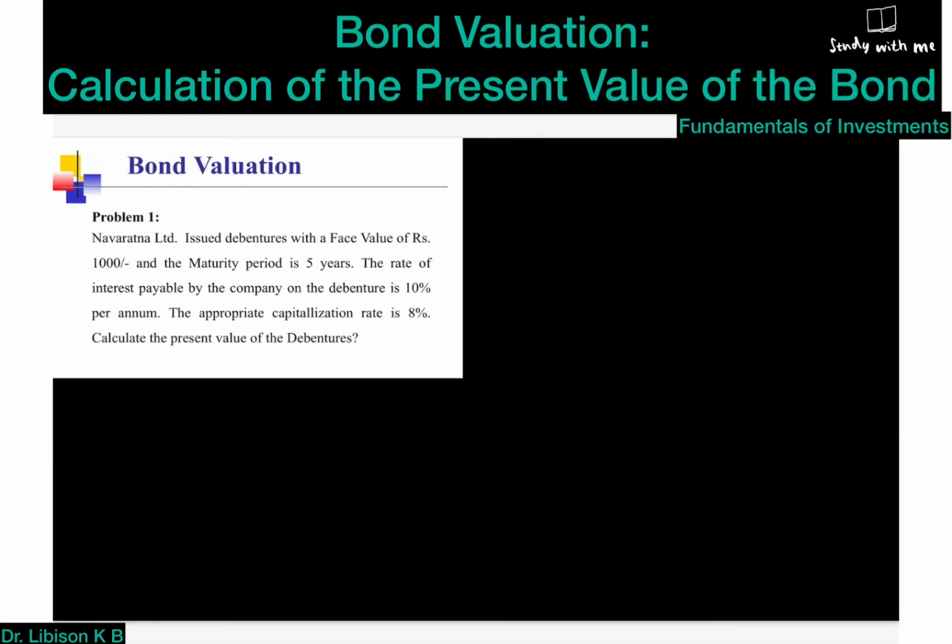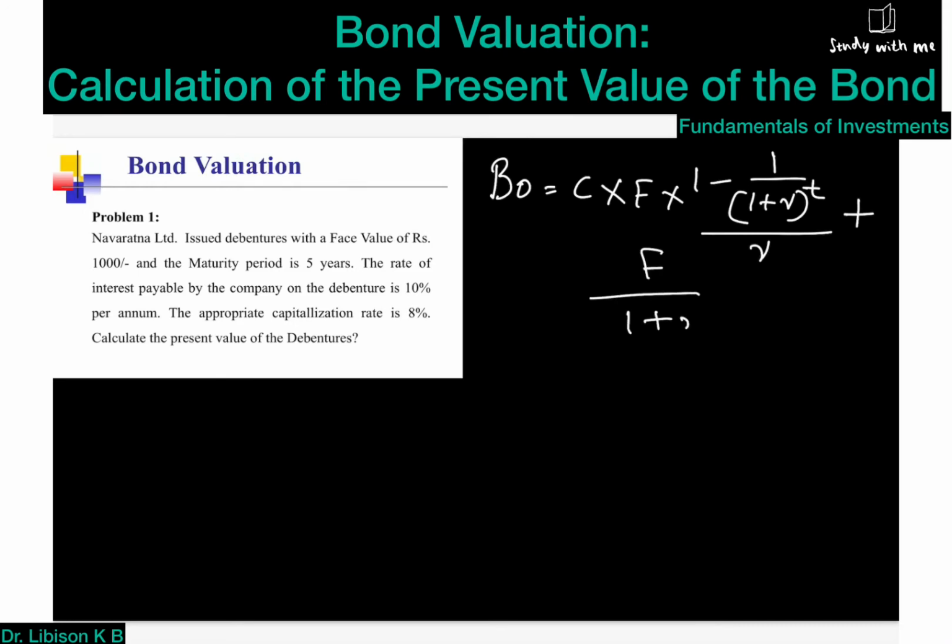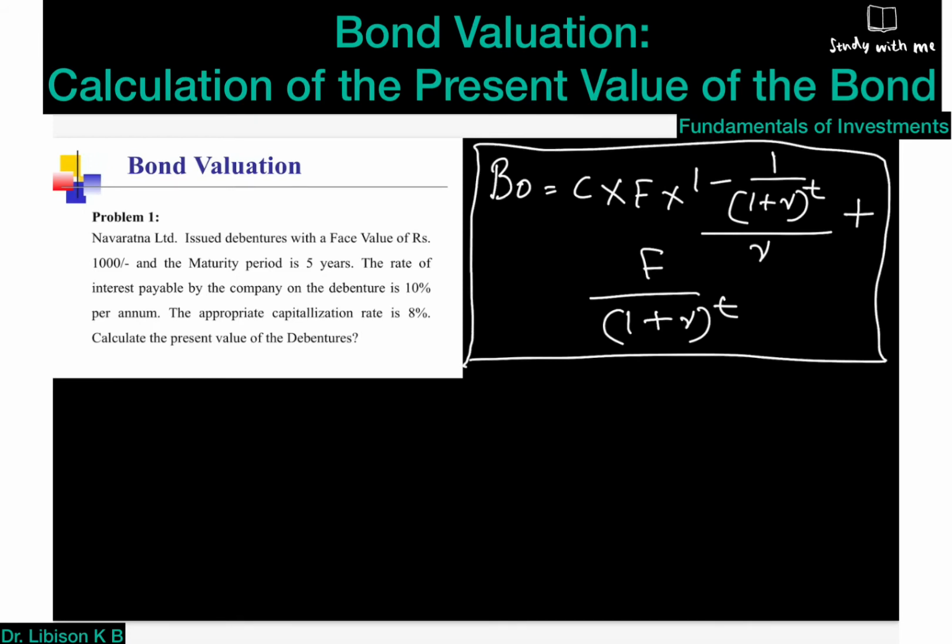What is this formula? The formula goes like this: B0 is equal to C into F into 1 minus 1 divided by 1 plus R raised to T whole divided by R, plus F divided by 1 plus R raised to T. So this is the formula, and based on this formula we are going to solve different kinds of problems in this video.